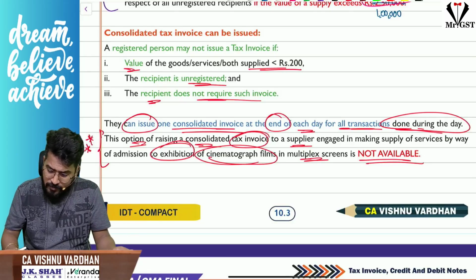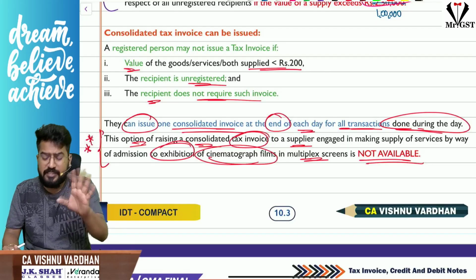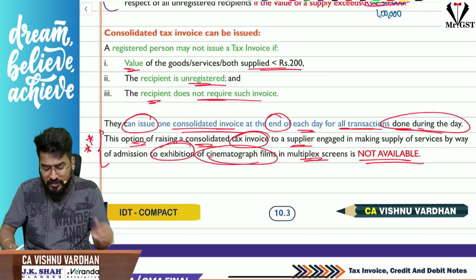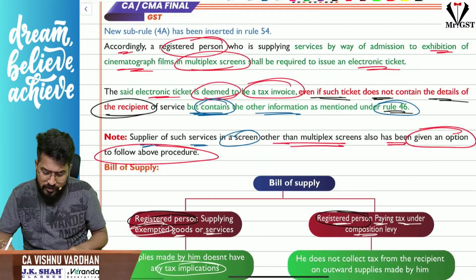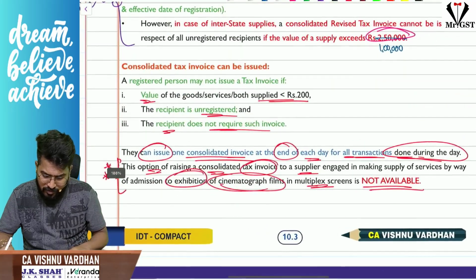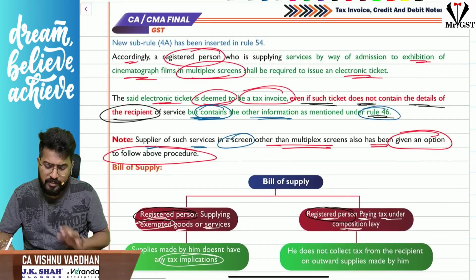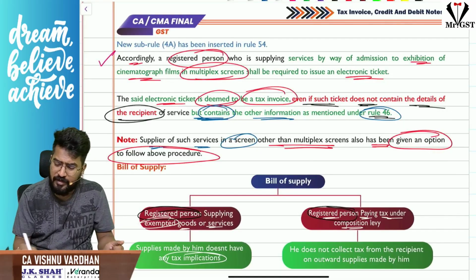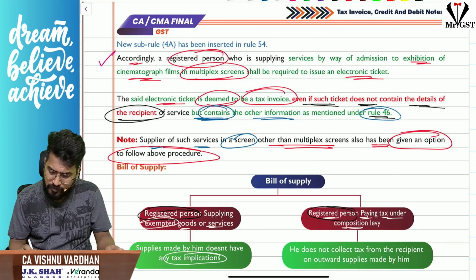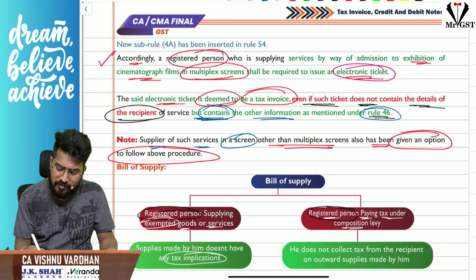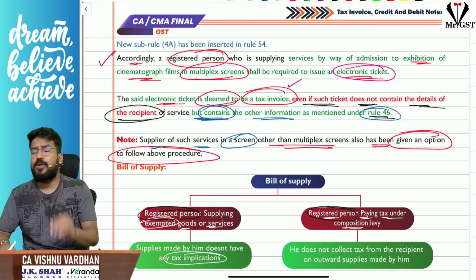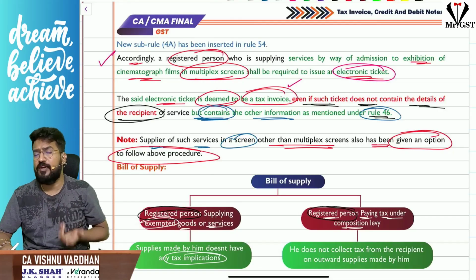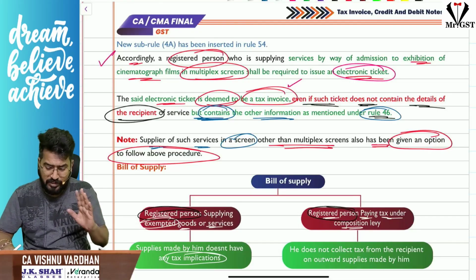And the interesting part here is, this option to raise consolidated tax invoice is not available to people who are exhibiting cinematograph films in multiplex screens, like PVR, all that. And of course there is one more thing here: whatever tickets they are issuing in multiplex screens, that itself will be treated as tax invoice. Whatever electronic ticket they are giving, that itself will be treated as tax invoice. So you don't give a ticket and an invoice separately again. Don't take so much workload. Whatever ticket you are giving, let it have all the details regarding rule 46 that we have asked for, and that itself will be treated as tax invoice. That is what they are trying to tell here.